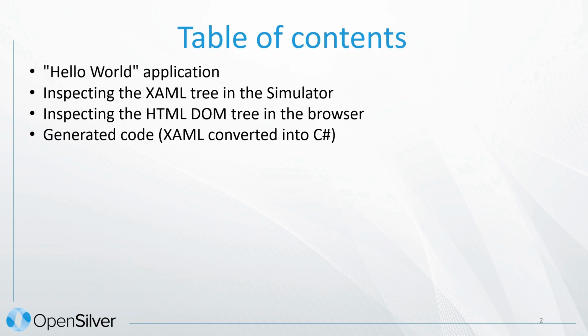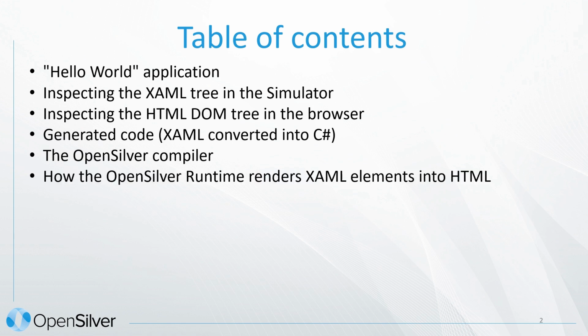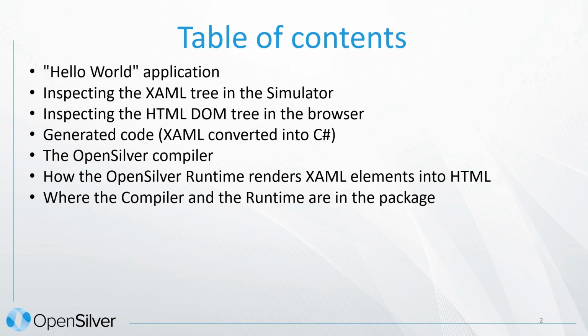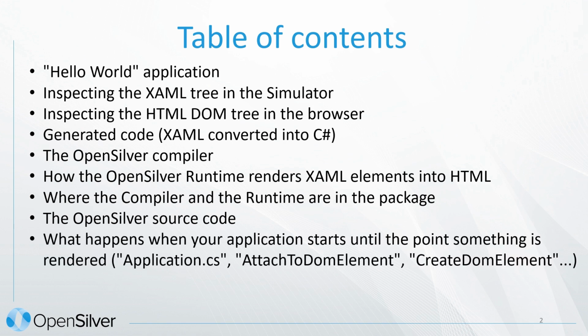And then we're gonna have a look at the generated code from XAML to C#. And from there, we're gonna have a look at how the OpenSilver compiler does those changes to the code and how the runtime will render XAML to HTML during the execution of the app. And then we're gonna have a look at where those components are located in the NuGet package. And then we're gonna dive into the OpenSilver source code, which is on GitHub. A very quick overview of the compiler part, the runtime. And as a last step, we're gonna run an app and see from start to end what happens when you start the app and how the HTML DOM gets rendered from there.